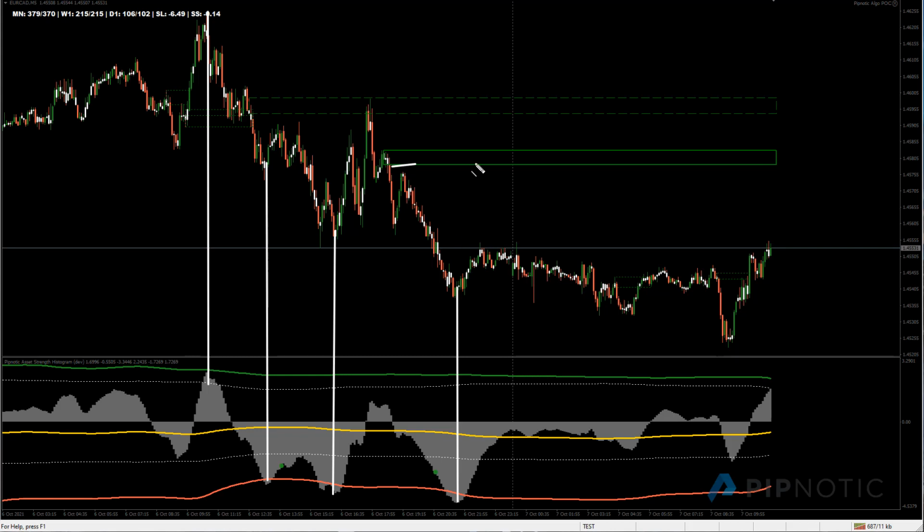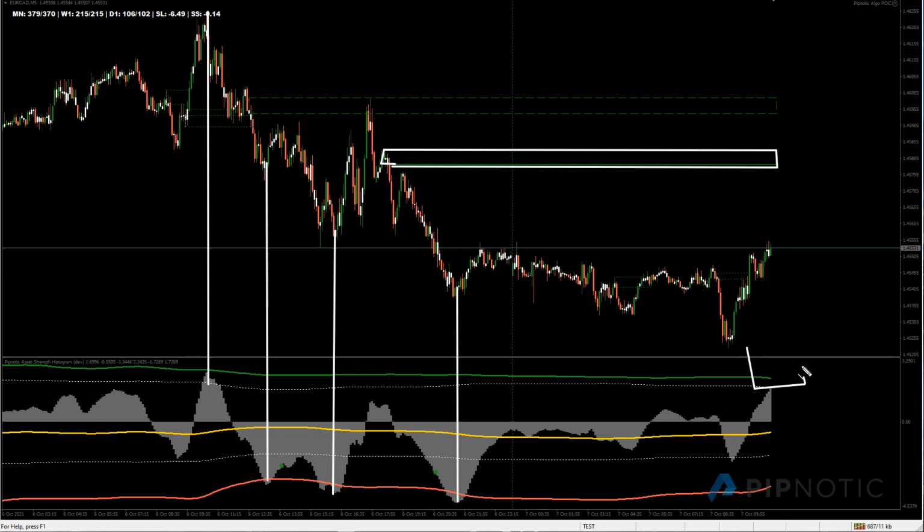And we do have this little area of supply just here that could be interesting to us in the future, should price return to it at a point when we have the histogram very deep in negative territory. Okay, that would be an interesting trade.